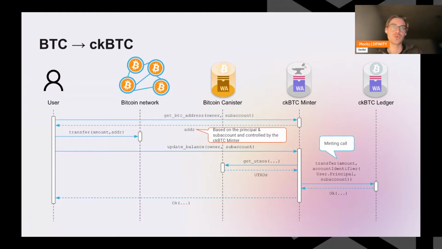As you can see, what we pass here are two arguments, an owner and a sub account. The owner is usually kind of like our address, so we call addresses principals, and a sub account is basically a 32-byte array that allows a single owner or a single address to have many sub accounts that it also controls. Anyways, for every combination of owner and sub account, the Bitcoin address that I receive is unique. So the Bitcoin address is controlled by the CKBTC minter, but it is derived from the owner sub account tuple that I pass to this get BTC address here.